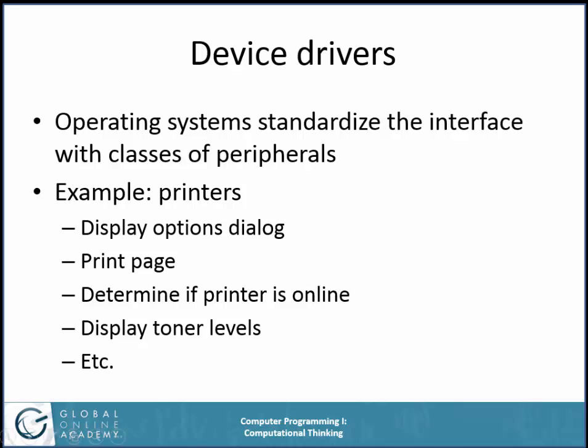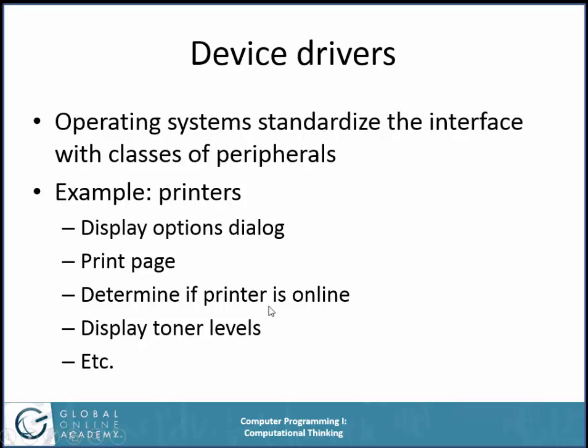Okay, what's one of the things that people might want to do with a printer? There might be a display options dialog. You know, when you press the print key in Word or Excel or OneNote or your internet browser or whatever, you can get a dialog up there that allows you to change printers or make it portrait mode instead of landscape mode, or make it double-sided instead of single-sided, and so on. Every printer needs to be able to print a page.